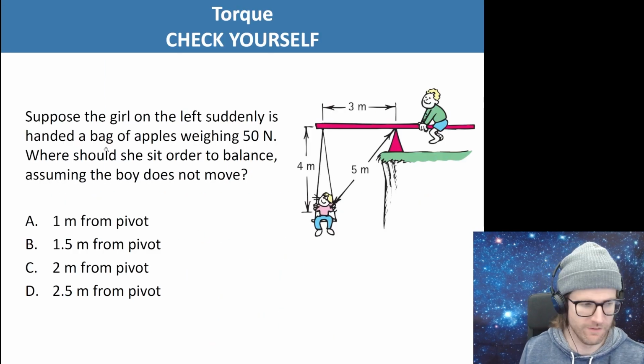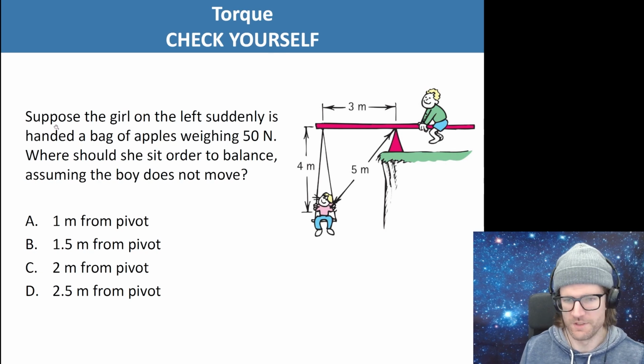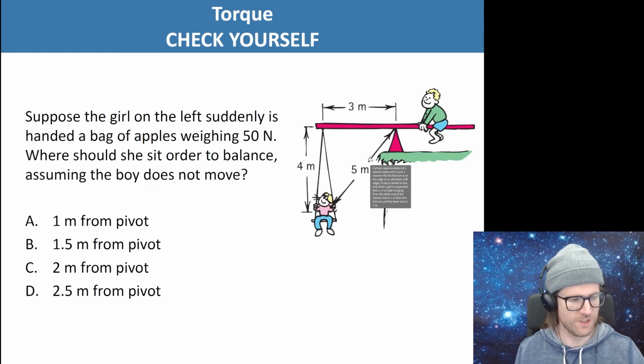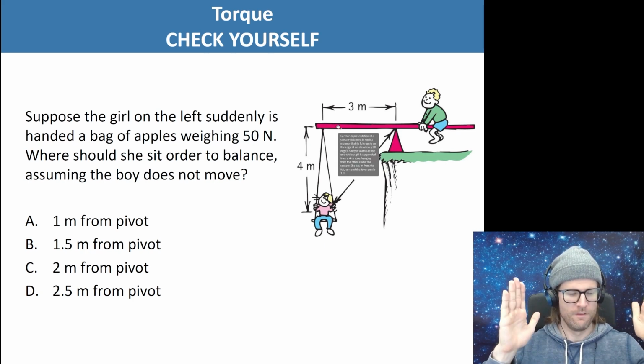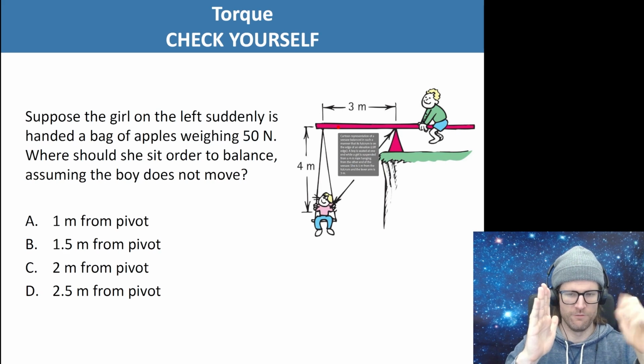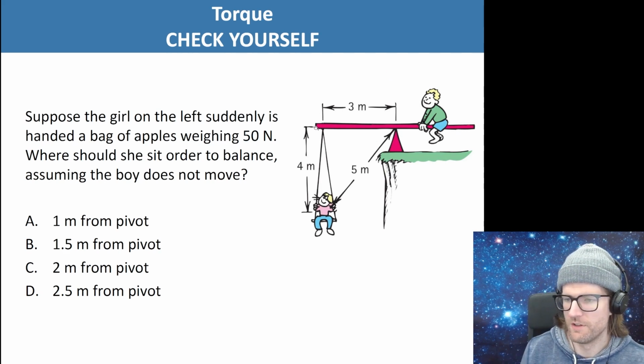Okay, let's do this problem. I think this problem is not correct. I don't think they give us enough information. Let's go through it and see if we can understand it. Suppose the girl on the left is suddenly handed a bag of apples weighing 50 newtons. Where should she sit in order to balance, assuming the boy does not move? If they're in balance before she gets handed the apples, then she's going to need to move inward so that her R is reduced for the higher force, so that her torque is the same as it was before, and this stays in equilibrium. But they don't give us her original mass. So we know it's going to be less than 3, but we don't know what the value is going to be.